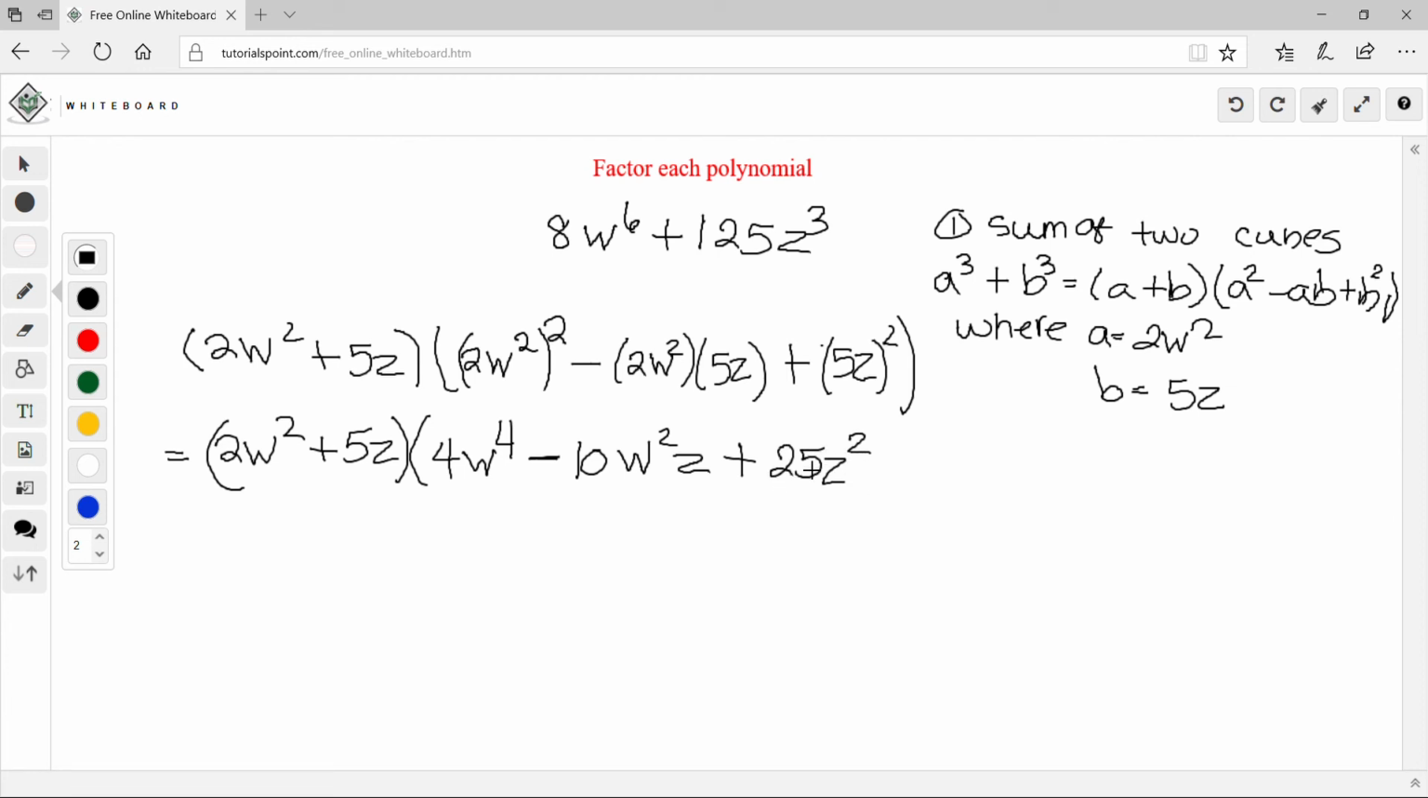And that is your final answer. So what I did was I basically used the sum of two cubes, and then I just had to figure out my a and my b. Believe me, this is going to make it so much easier when you factor polynomials. These rules will make factoring so much easier.